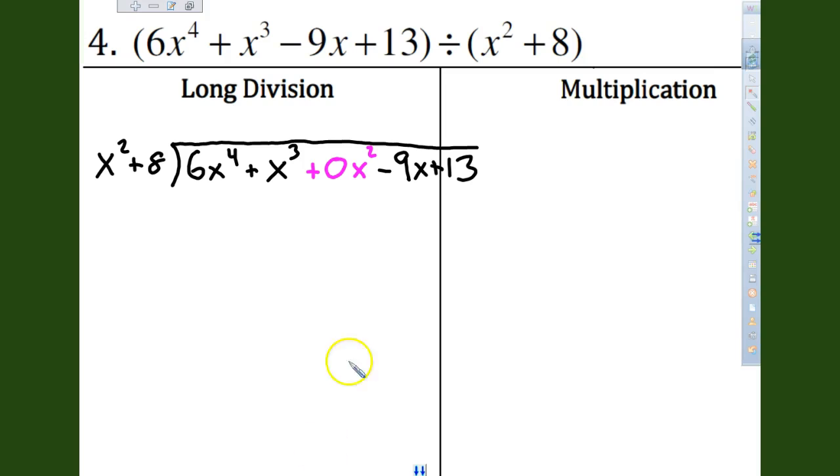Now here's what's going to happen. See, x squared times what is 6x to the 4th? What was it? 6x squared, so it goes above the 0x squared, right? So 6x squared. Multiply, get 6x to the 4th, change the sign, negative.